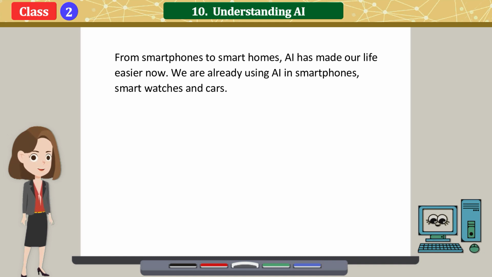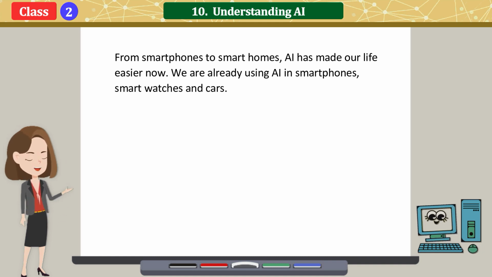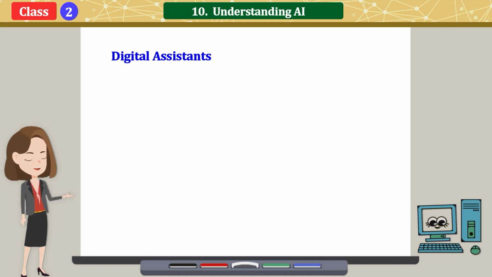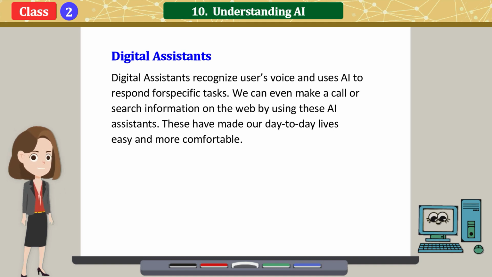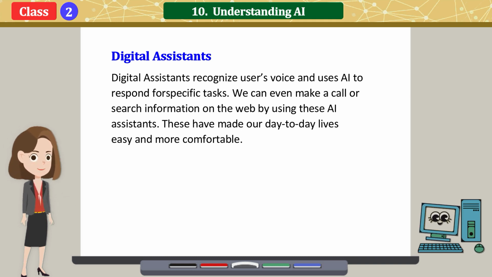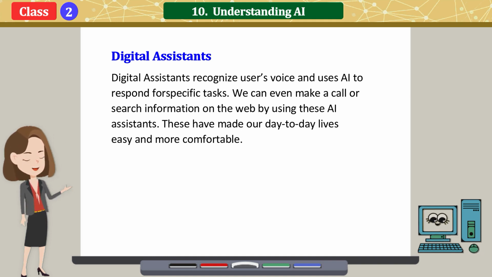From smartphones to smart homes, AI has made our life easier now. We are already using AI in smartphones, smart watches and cars. Digital assistants recognize users' voice and use AI to respond for specific tasks. We can even make a call or search information on the web by using these AI assistants. These have made our day-to-day lives easy and more comfortable.